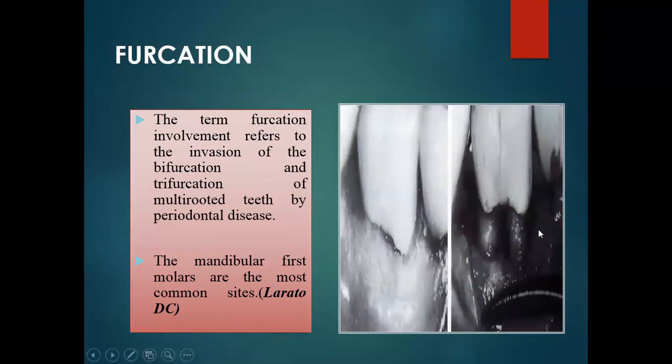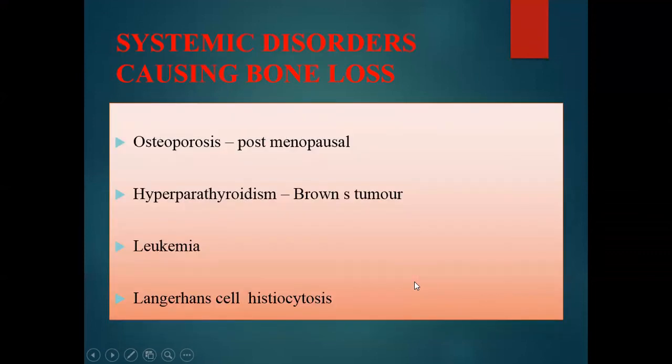Next is furcation. Furcation happens when there is bone loss between the two roots. The term furcation refers to the invasion of the bifurcation and the trifurcation of multi-rooted teeth by periodontal disease. The mandibular first molar is the most common site for furcation.